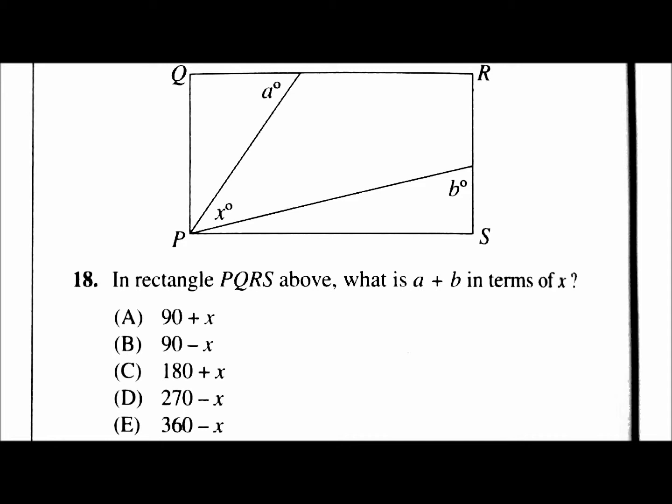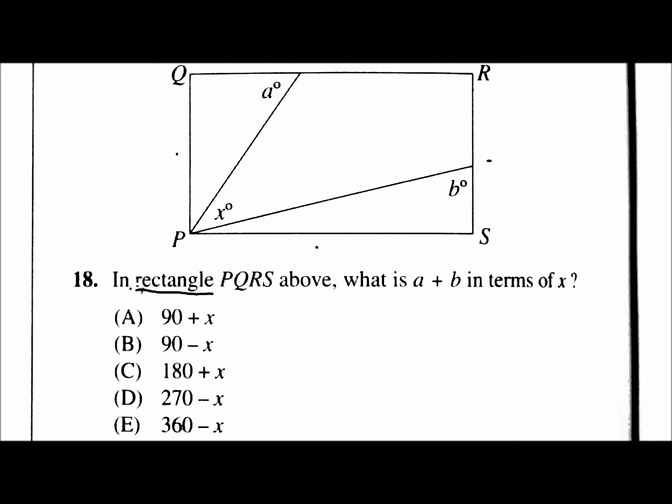Let's look at what they're asking here. They say in the rectangle PQRS above, what is A plus B in terms of X? Now, several important things here. It's a rectangle, so automatically we know what? We know that we've got two sets of parallel lines. This is parallel to this.